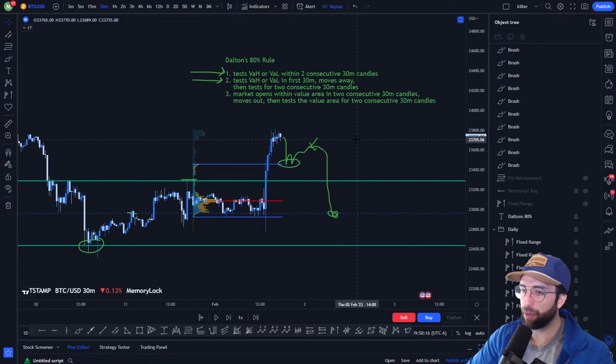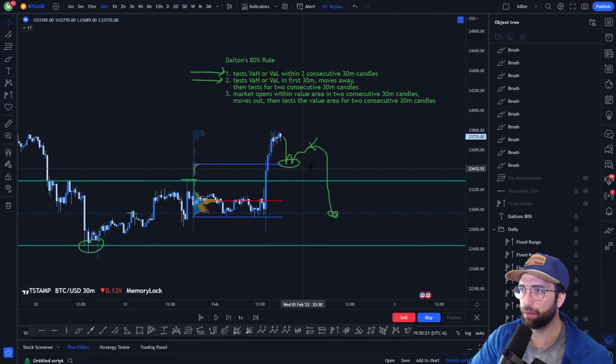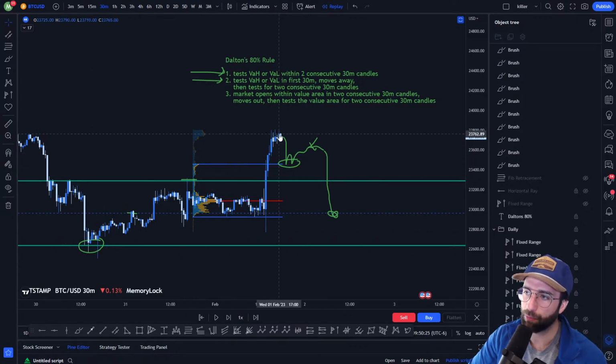All right, so I think I'm going to cut it off there. Again, I apologize. I thought that I had a Dalton's 80% rule example here live, but I'm glad at the very least we did have this breakout here, and I can draw the 3 examples out for you guys to trade off of. And too, by the way, we were doing this with dailies. You could also do this with sessions.